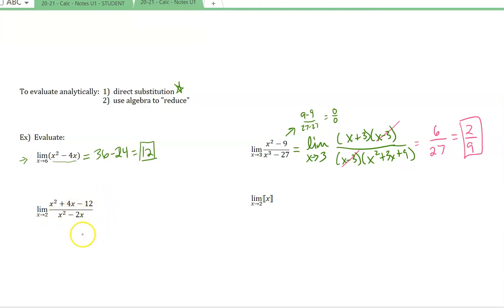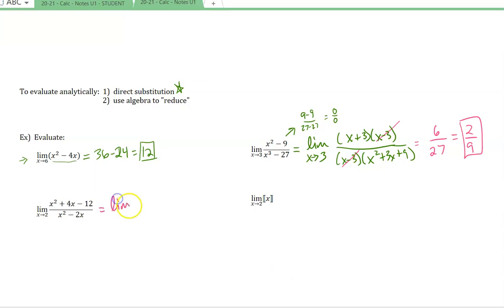This is the same one that we did above in the table, okay? But here we're going to do it analytically. So if we plug 2 into this, we would have 4 plus 8 minus 12, that's 0, over 4 minus 4, 0. So we know that this approaches 0 over 0, which again, we call indeterminate, okay? So instead, we're going to look for a way to use algebra to eliminate the 0 in the denominator, okay?